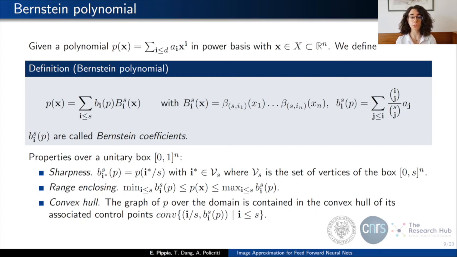The range enclosing says that the maximum and the minimum Bernstein coefficient bound the output of our polynomial function, or the convex hull. Each Bernstein coefficient corresponds to a single point in the domain, and this couple is called control points. The relation x, p(x), is bounded by the convex hull of all the control points, and this property holds for the unitary box.